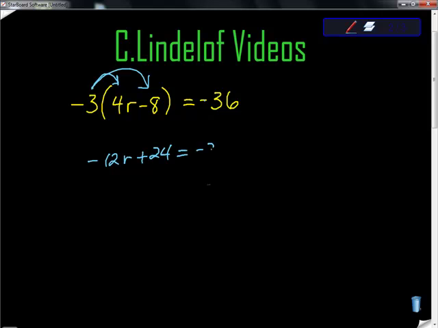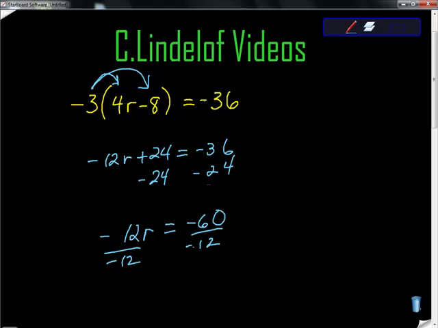Equals -36. Excuse me. Going to subtract 24 from both sides. We get -12r equals -36 plus -24, which is -60, isn't it? Going to divide both sides by -12, and we get r is equal to 5. Same answer we got before, right?